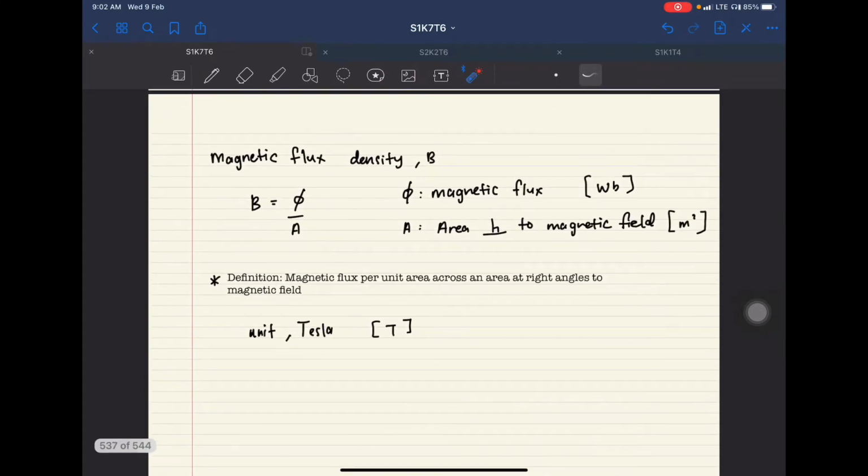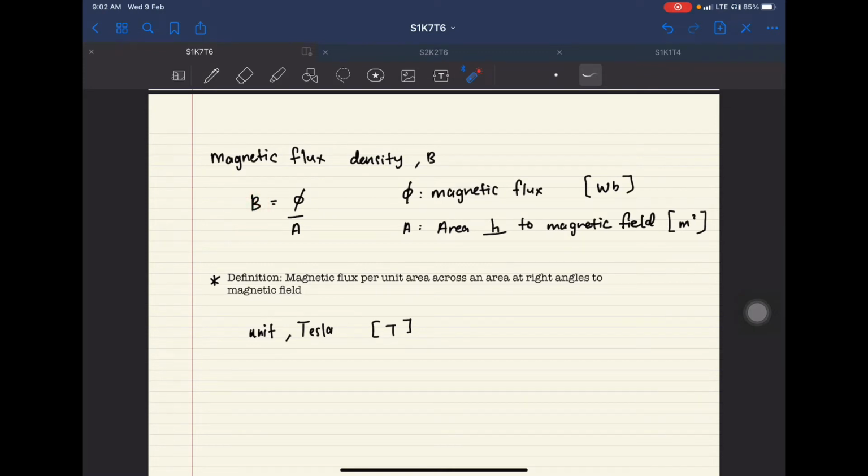Okay, so what is magnetic flux density? It is represented by the symbol B. Sometimes you can see that it has an arrow over it, which indicates that it is a vector quantity. By definition, it is the magnetic flux per unit area across an area at right angles to the magnetic field. So that means this is magnetic flux per area. I think later on you will learn about magnetic flux, where phi equals BA. But for now, we just want to focus on the magnetic field itself.